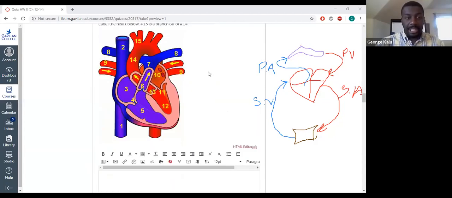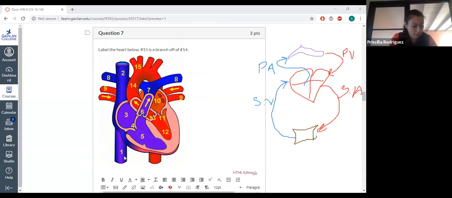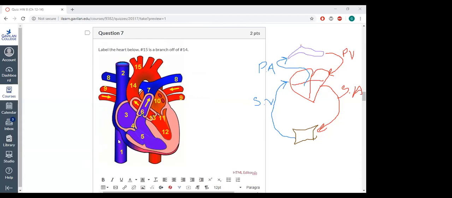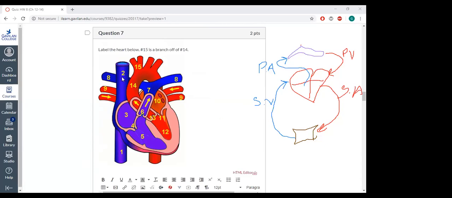Now, question 7. Here we're looking at the heart, and we're going to look at all these different parts of the heart. If we're looking at number 1, what vessel is number 1? The inferior vena cava. Then number 2. The superior vena cava.